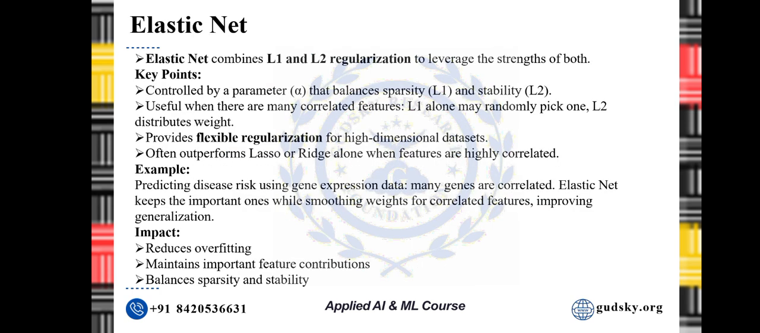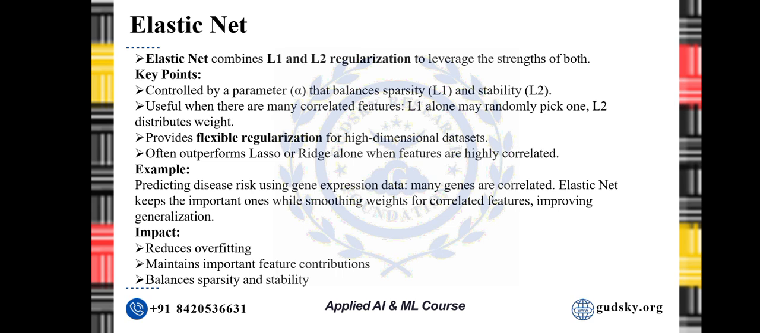And now we'll see the elastic net regression. Sorry, elastic net. So, elastic net uses both penalties. It mixes L1 and L2 in a single formula controlled by a parameter called alpha. The L1 part promotes sparsity, that means it drops useless features, and the L2 part keeps weights stable and avoids large values. Elastic net is especially useful when you have many correlated features.